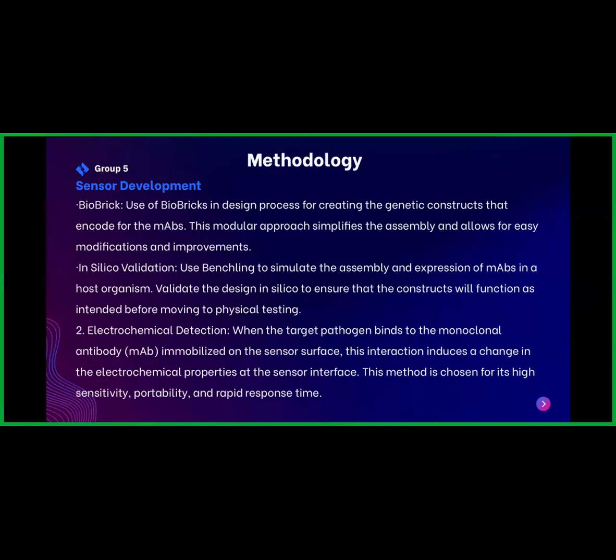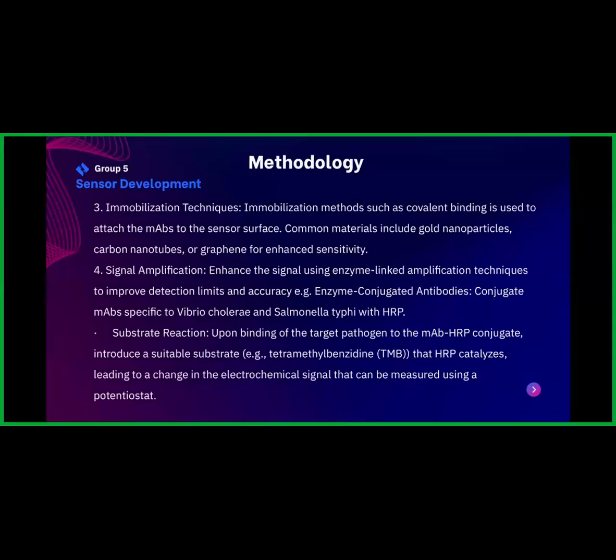Our biosensor will use electrochemical signal as the mode of detection rather than colorimetric and other methods. When the target pathogen binds to the monoclonal antibodies on the surface, the interaction induces a change in electrochemical properties, which is then detected. We will use a couple of methods to bind the antibodies to the sensor, such as covalent binding, and common materials used to achieve this are gold nanoparticles, carbon nanotubes, or graphene.